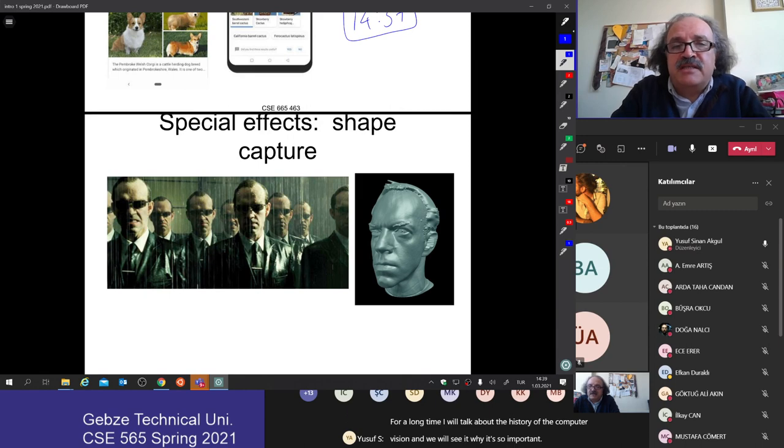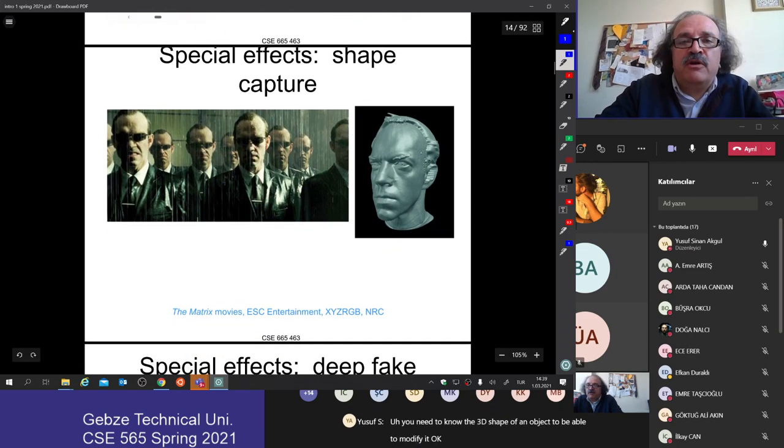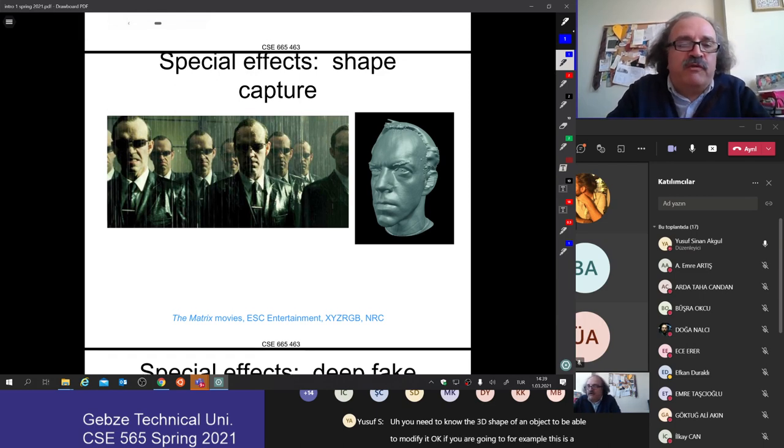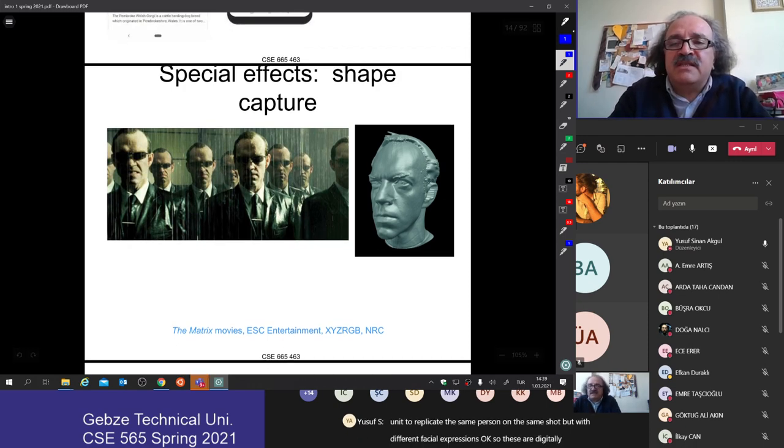Another application is with the movies and the special effects, you know, shape capture. You need to know the 3D shape of an object to be able to modify it. For example, this is a typical Hollywood movie scene, and in that scene you need to replicate the same person on the same shot but with different facial expressions. Okay, so these are digitally produced. You need to have this 3D structure of that person so that you can modify this 3D structure. So how do you get the 3D structure?